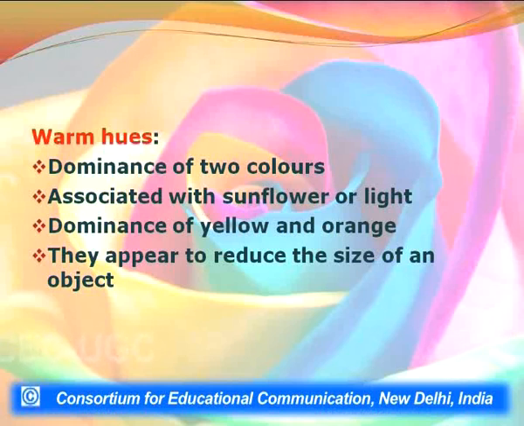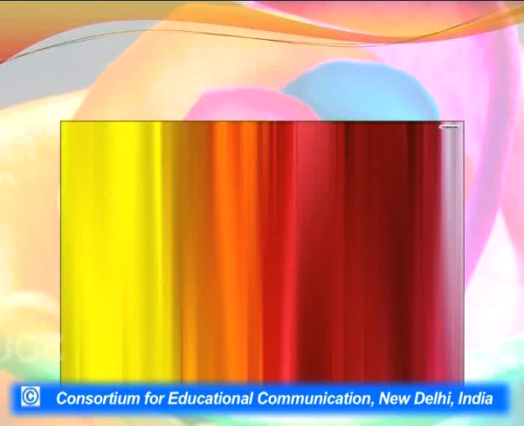Similarly, the hues are used in different areas. For example, in clothing, in gardening, in selecting material. So we always use hues of one color. So you can say these are the warm hues: yellow, orange, red. They give us a kind of impression that things are coming towards us.